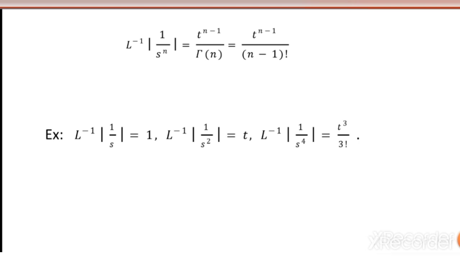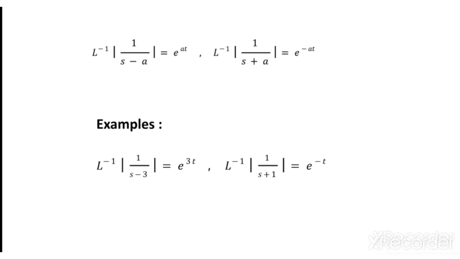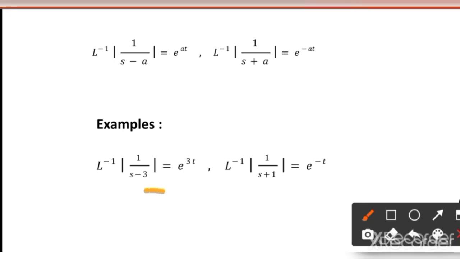The next result we can take is 1 over s minus a. Just look back, the Laplace transform of e power at is 1 over s minus a. So if I operate L inverse on 1 over s minus a, it is e power at. Similarly, L inverse of 1 over s plus a is e power minus at. For example, identifying a, 1 over s minus 3 gives a is 3, so e power 3t, and 1 over s minus of minus 1 gives e power minus t.